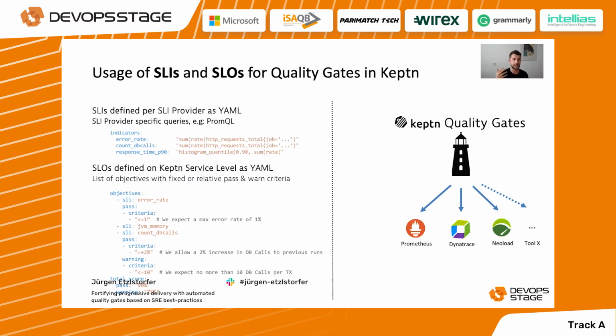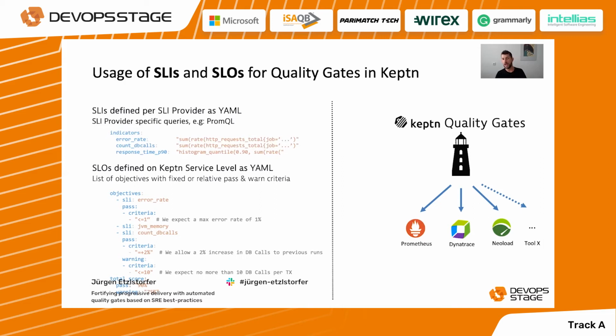We can also define SLIs as a key SLI that has to be passing. We can define multiple criteria. We can mix and match. Basically, we can combine them. And we can define the total score. This total score is basically what gives the decision whether it's a thumbs up or a thumbs down for the whole evaluation.